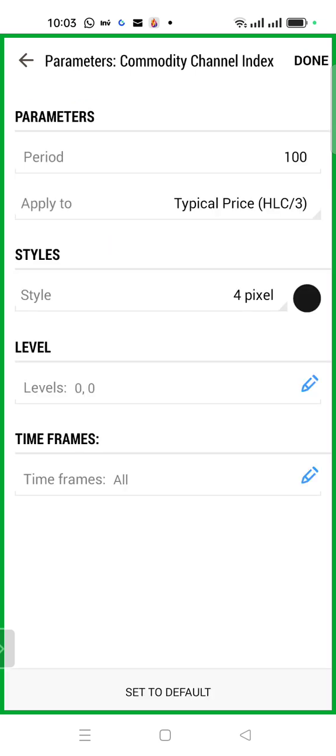Now these are the parameters. The period is 100, applied to typical price HLC3. There are other typical prices like HLC4, but we are using HLC3. Style, you can decide to use any color of your choice, but I'm using black, which is what you are seeing there. Level is 0. It should appear on all time frames. Then you click on done.